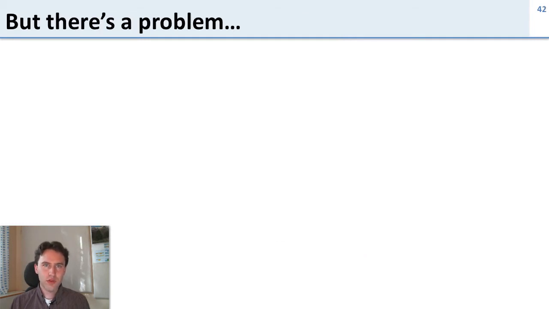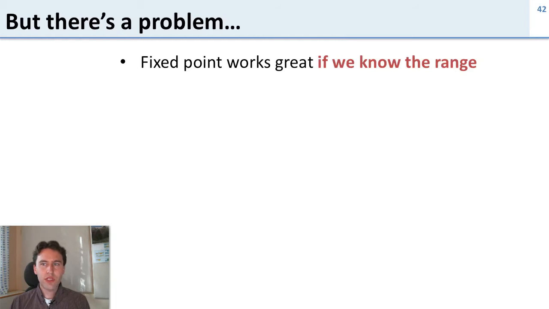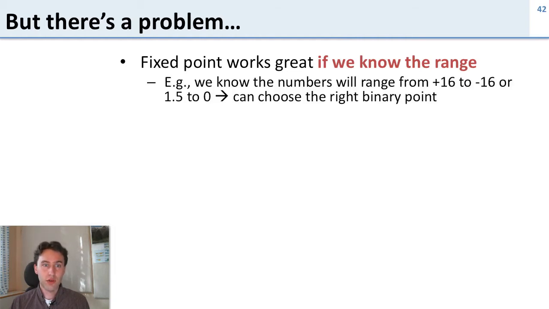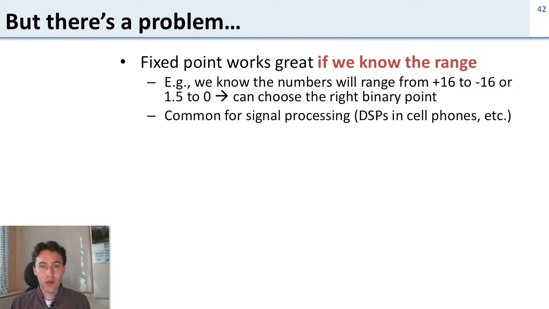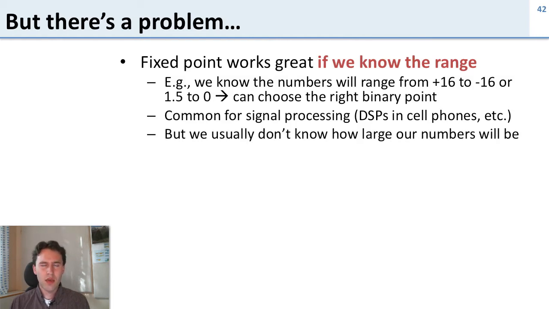But there's a problem with fixed point numbers. And the problem is that it only works if we know the range. So we need to know what kind of numbers we expect to display, or expect to need to use, so that we can choose where to put the binary point. So if we know the numbers range from minus 16 to plus 16, or 1.5 to 0, we can choose a reasonable binary point. This is actually surprisingly common. In digital signal processing, the processing that goes on in your cell phone to communicate with the cell phone tower, those places know what sort of signals to expect and what the ranges are going to be, so they can optimize to use fixed point. But usually we don't know this, and that poses a problem.